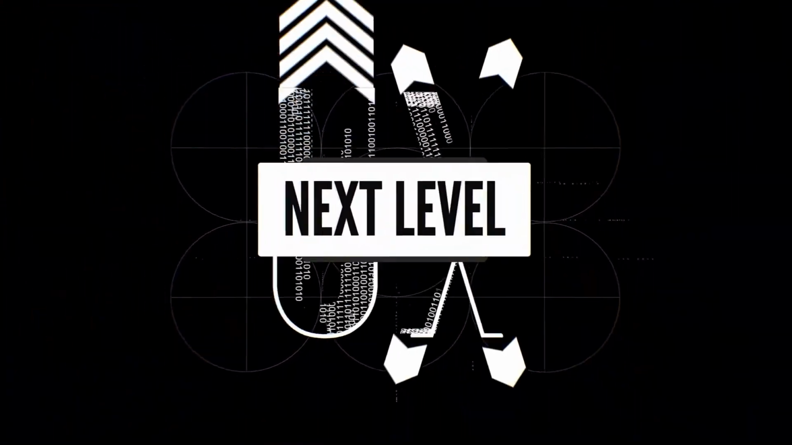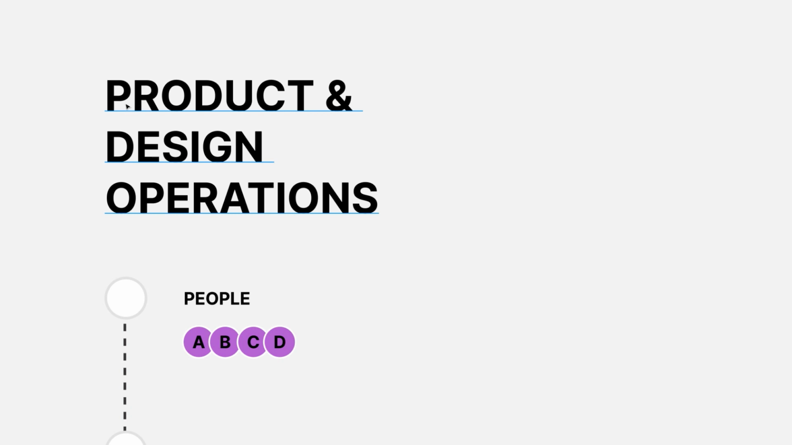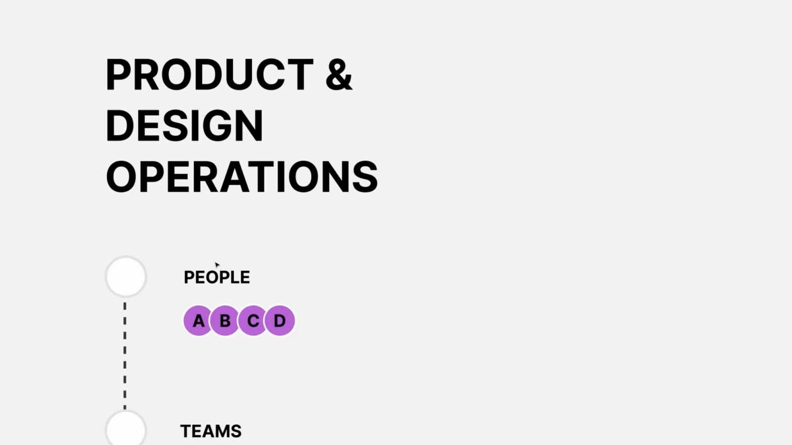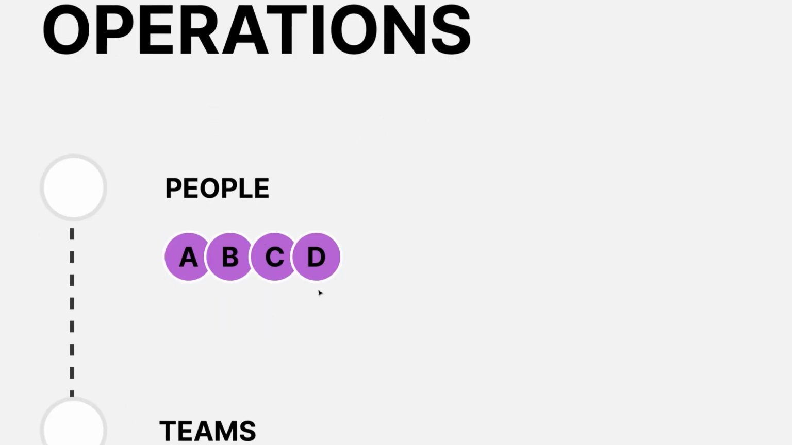So the first thing I want to draw your attention to is what we're going to be talking about today is just product and design operations. Nothing fancy, we're just getting right into it. Now, I want to first start with just the people. The people inside of your team, you could have a team of 50 people. You could have a team of 10,000 people.